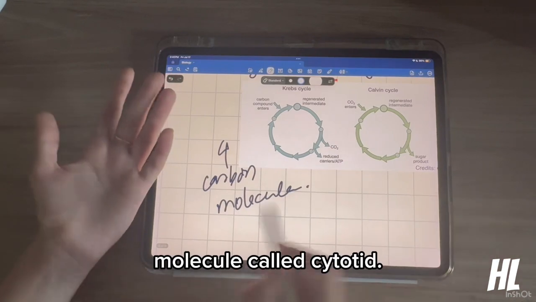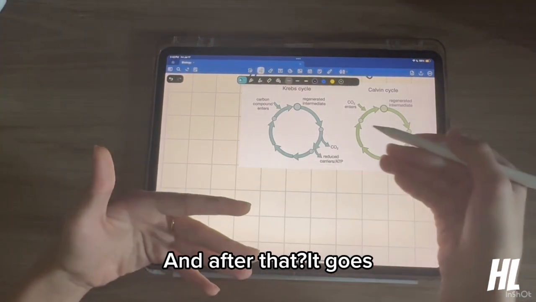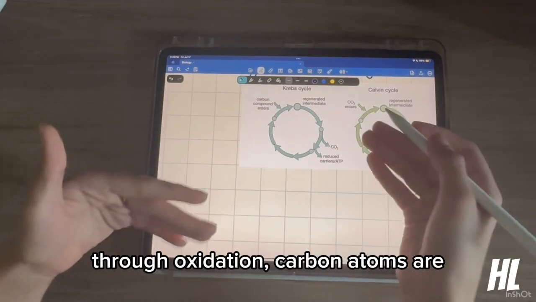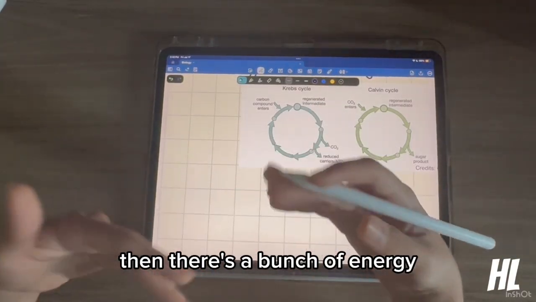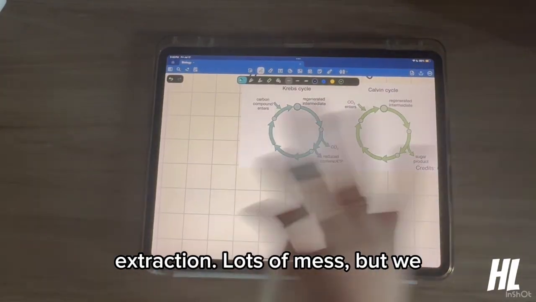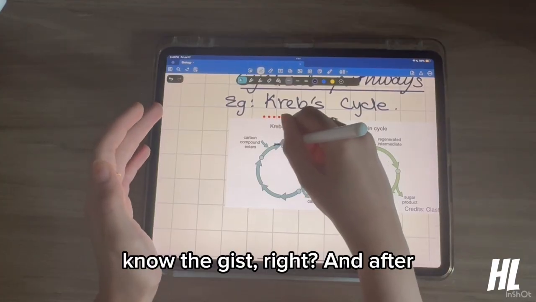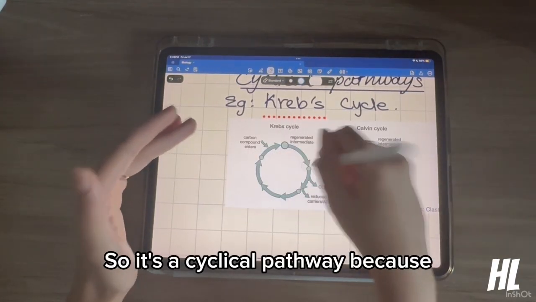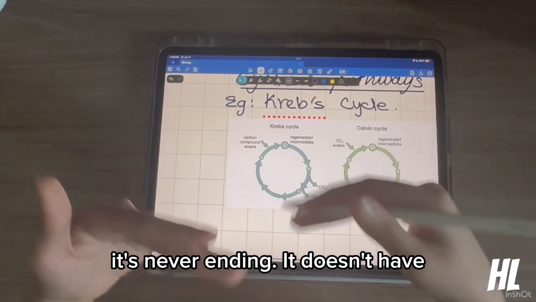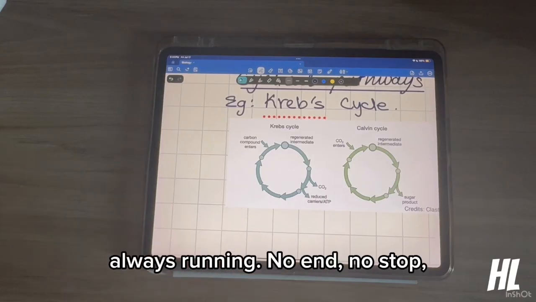called citric acid, okay? And after that, it goes through oxidation. Carbon atoms are removed, released as carbon dioxide, and then there's a bunch of energy extraction, lots of mess, but we know the gist, right? And after it finishes, it repeats. So it's a cyclical pathway because it's never ending. It doesn't have a start or a stop. It's always running, no end, no stop, nothing.